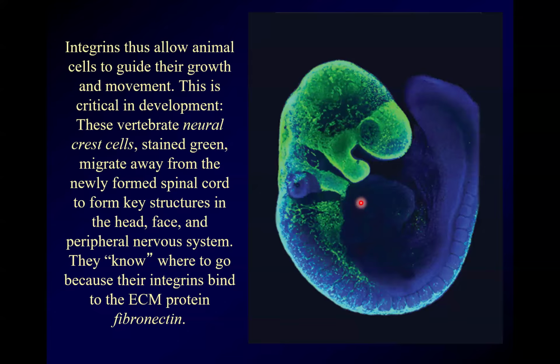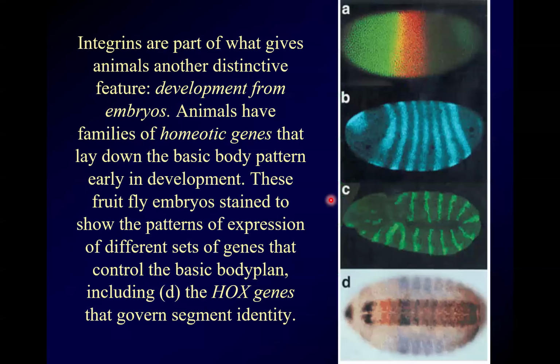So that is also, I mean, neural crest cells are only found in the vertebrates, but the overall idea of cells in a multicelled body binding to extracellular matrix and navigating that way, that's something you'll find throughout the animal kingdom. And as we've seen, those integrins make it possible in part for animals to develop from embryos.